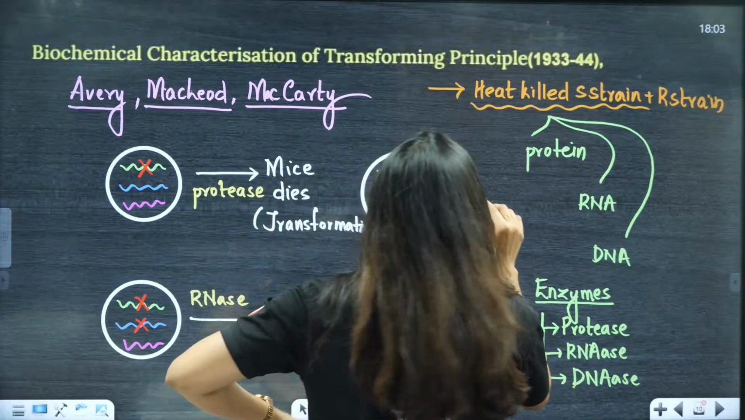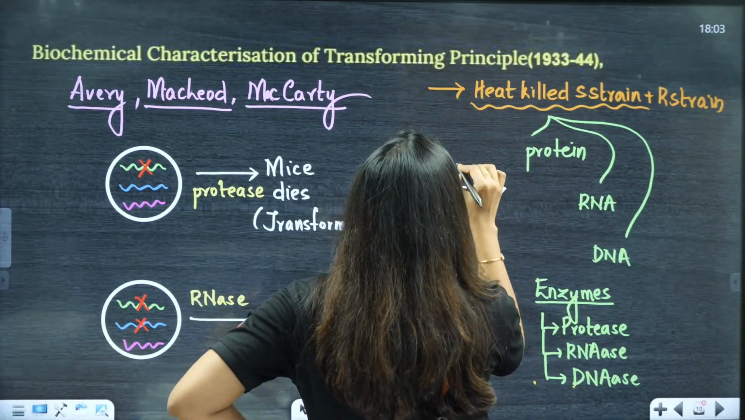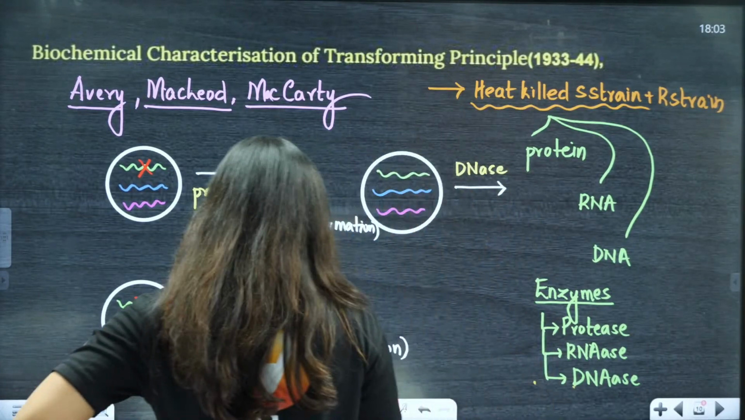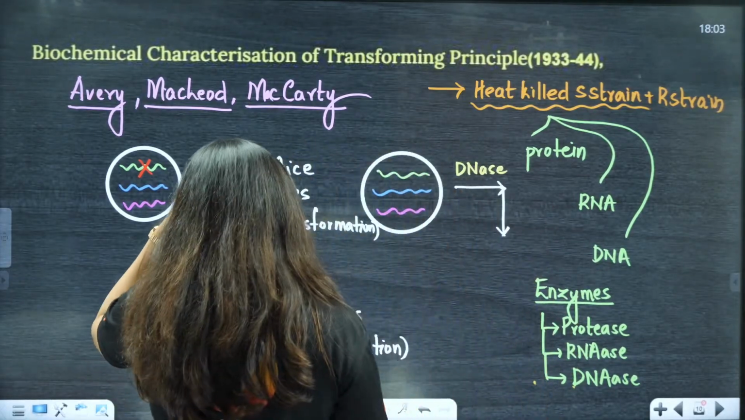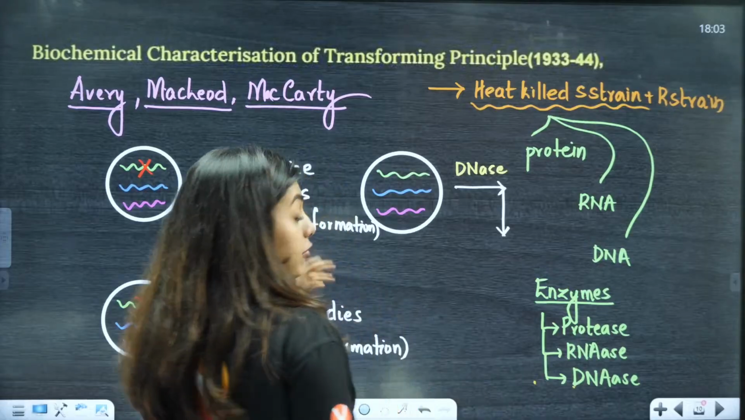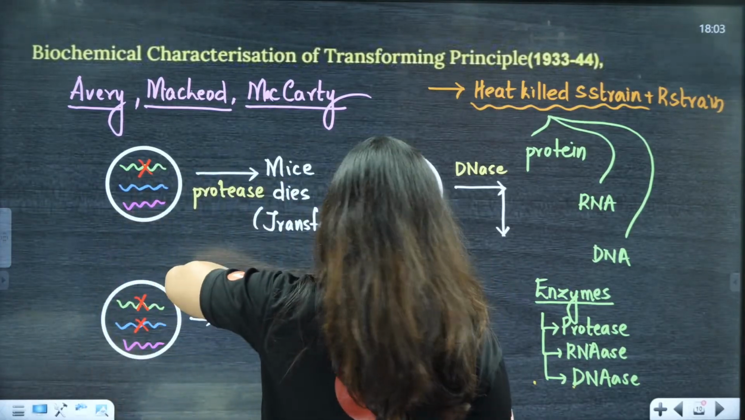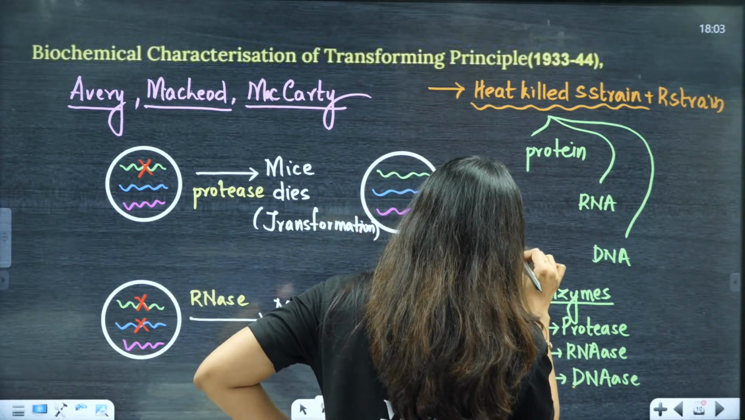Look here, here we are going to use DNAs. When using DNAs, what are we expecting? I'll write it below. What are we expecting? The mice is going to live. Why? Because the mice will live because we have digested the DNA. So here the mice lives.